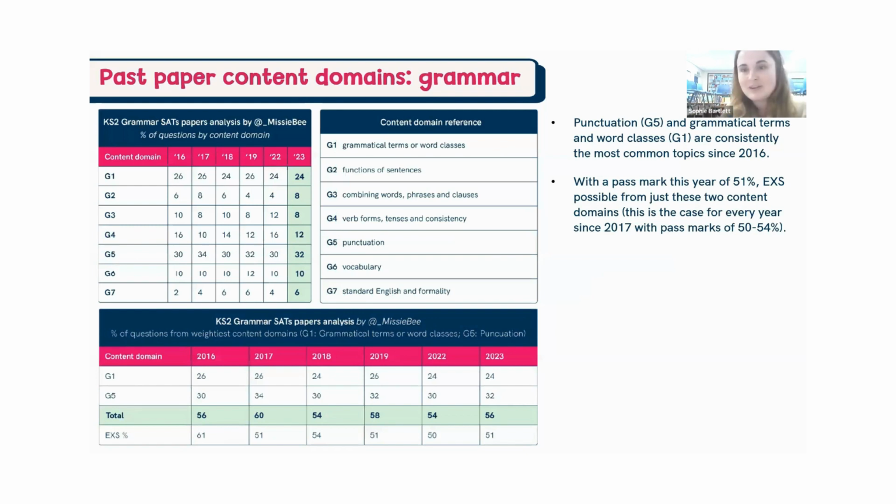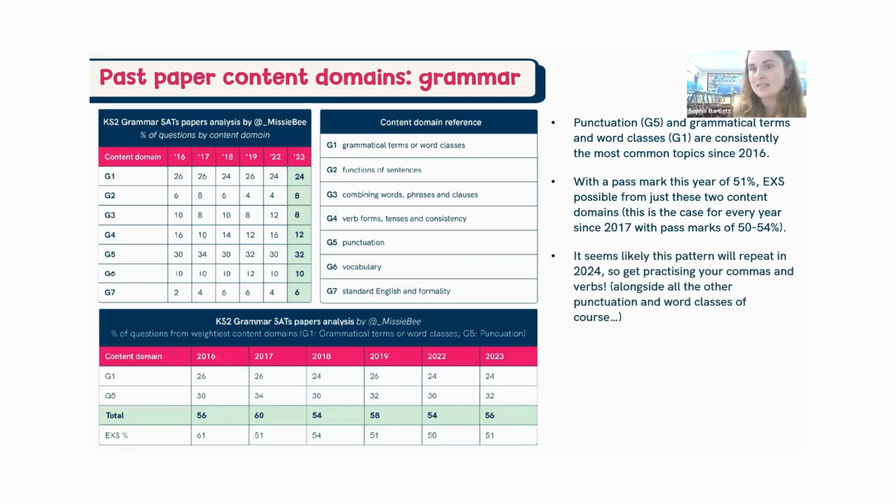So again, theoretically, it would be possible to pass that paper just from those 2 content domains. I know obviously that's quite a reach again, because they'd have to answer every single question correct, but it also goes to show how much of the paper is dedicated to those 2 content domains. And I think it'll probably repeat a similar pattern next year. Punctuation and word classes, grammatical terms seem to be really popular amongst the papers. So really practising those is key.